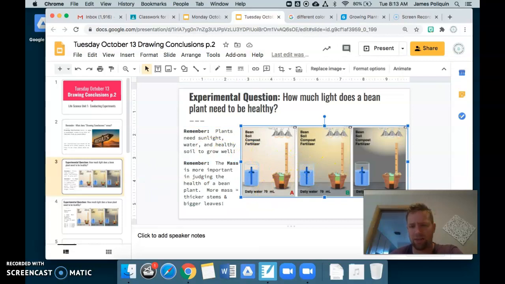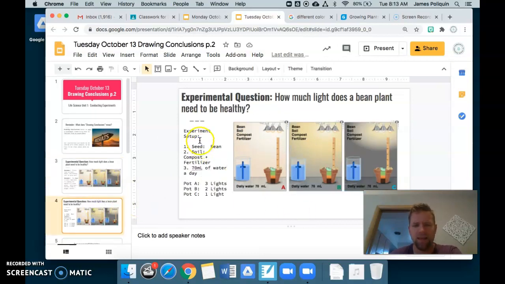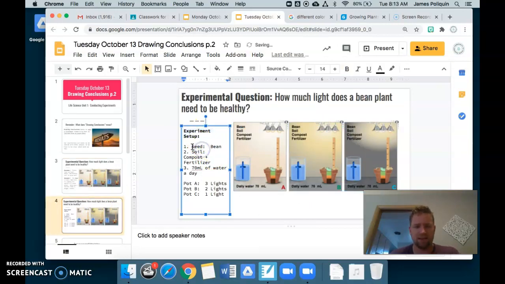Each plant has 70 milliliters of water. We're using bean plants in all of them, and our soil has compost and fertilizer because we learned that compost and fertilizer really help the plant grow and help make the soil healthy. I just did that again for this slide. The experiment setup is seed, bean, soil, compost, and fertilizer, and we're getting 70 milliliters of water a day. The difference now is pot A has 3 lights, pot B has 2 lights, and pot C has 1 light. Since that's our experimental question, that's what we're testing.